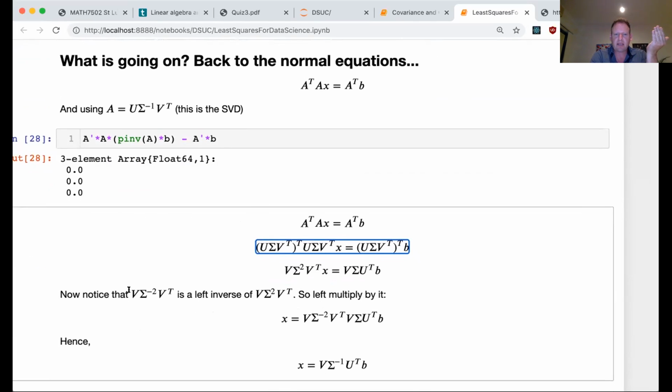Now, this matrix, V sigma to the -2 times V transpose, is a left inverse of V sigma squared V transpose. To see this, just multiply this from the left to this and get the identity. So let's multiply by this left inverse, V sigma inverse squared V transpose, and you've got X equals this.